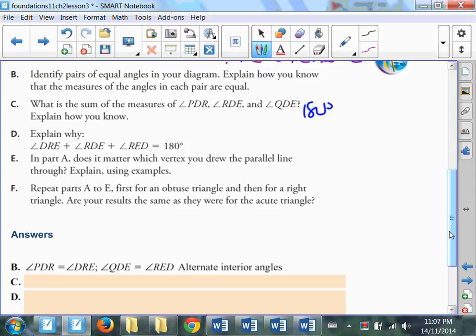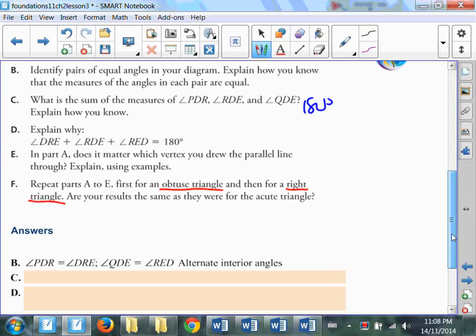So I am going to give you about 5 minutes here. I want some of you to try an obtuse triangle, some of you to try a right triangle, see if you can repeat steps A to E, and see if it still works. Okay? So pause this video for about 5 minutes or so.